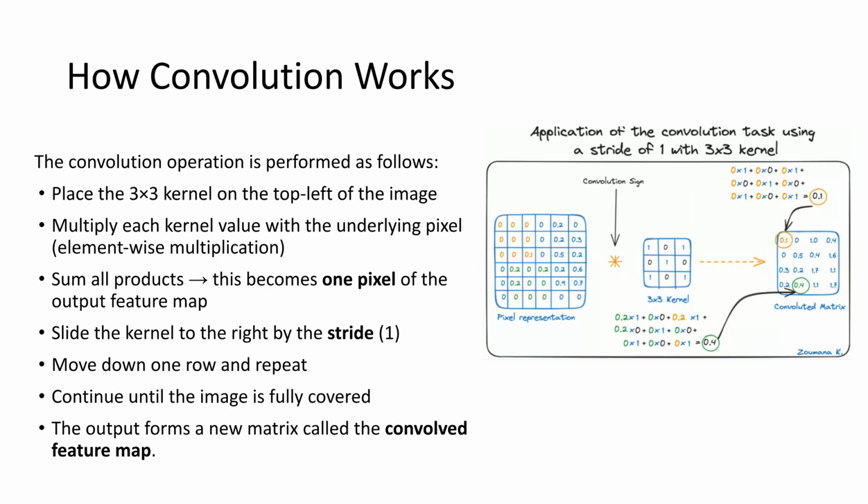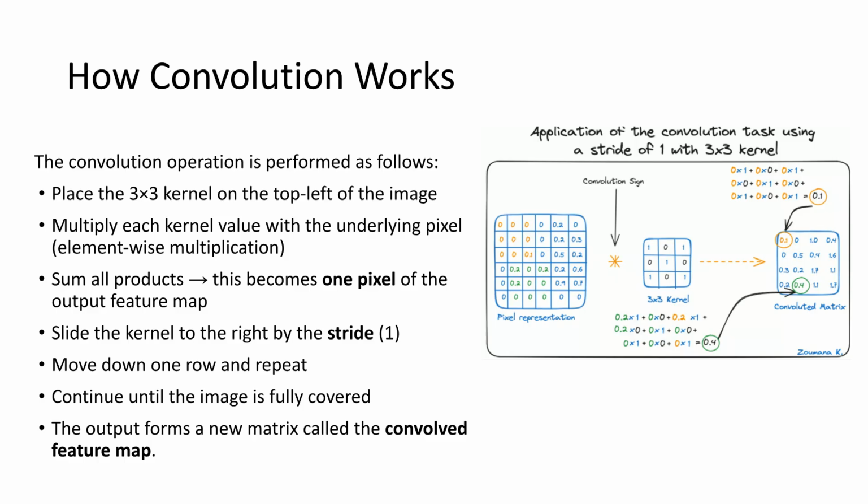Let's now detail exactly how the convolution operation works. The process unfolds as follows. First, we place the 3x3 filter at the top left of the image. Then, we multiply each kernel value with the corresponding pixel of the image. Next, we sum all these products to get a single pixel of the output feature map.